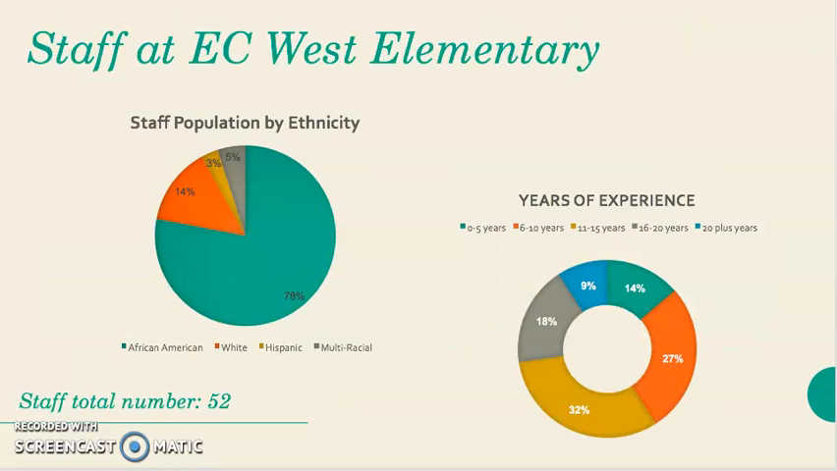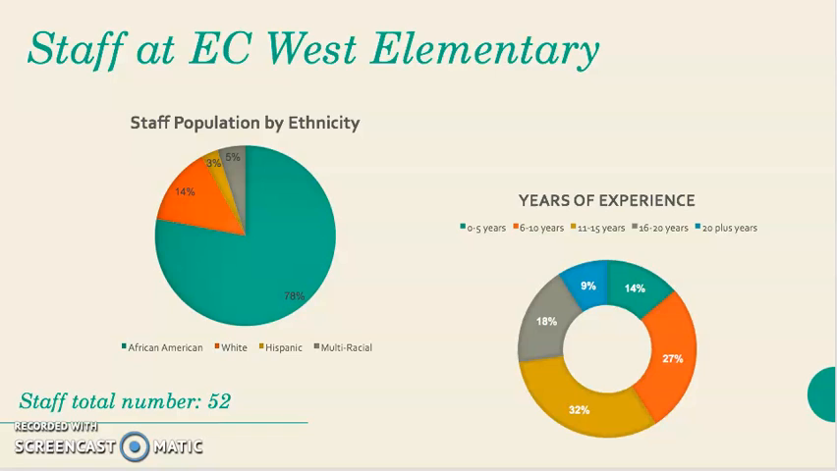Here are two graphs to break down the staff at EC West Elementary School. The graph on the left represents the staff population by ethnicity. The majority of our staff is African American, which is 78% of our staff. This is also like our student population, which is 83% African American. We have 14% teachers who are white, 3% Hispanic, and 5% multiracial.